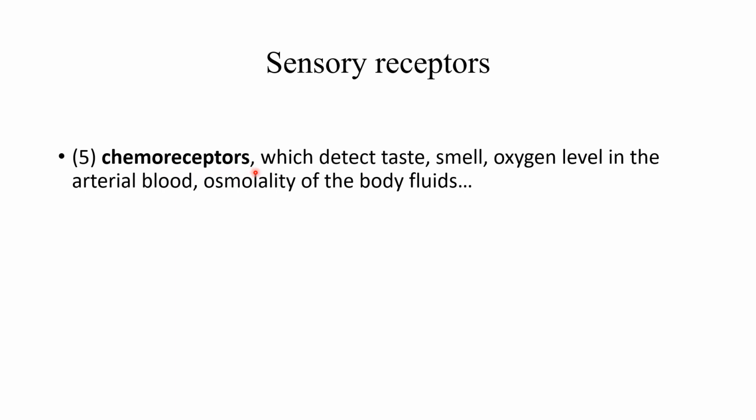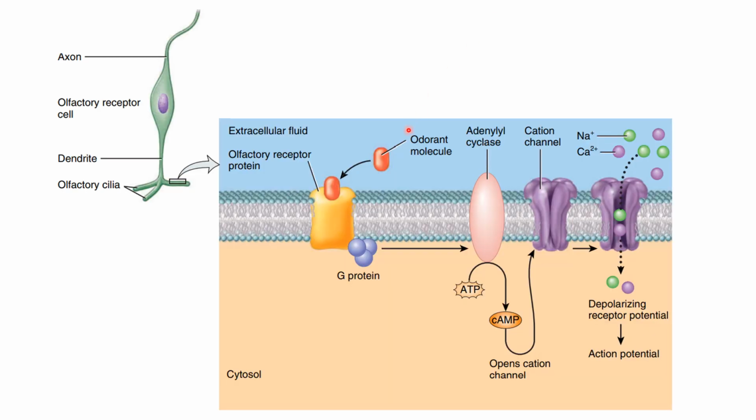Chemoreceptors detect different changes in chemicals, and there are so many types of chemoreceptors, some for taste, some for smell, or some for the oxygen levels in our body. An example of the chemoreceptor is the olfaction or the smell sensation. Here is the odorant molecule, the molecule that you're going to smell. It will bind to certain receptors on the olfactory cells, resulting in a signal transduction pathway and the sensory information reaching the central nervous system.